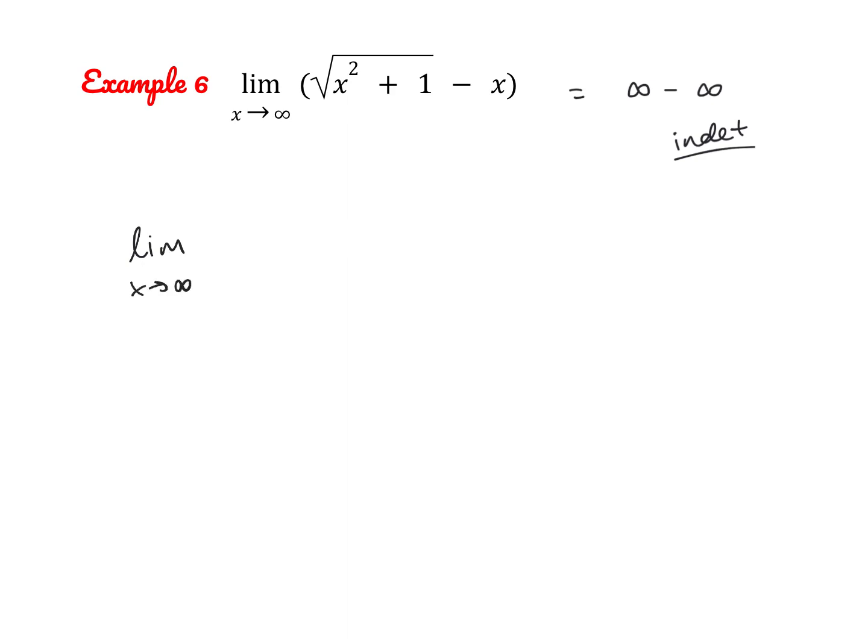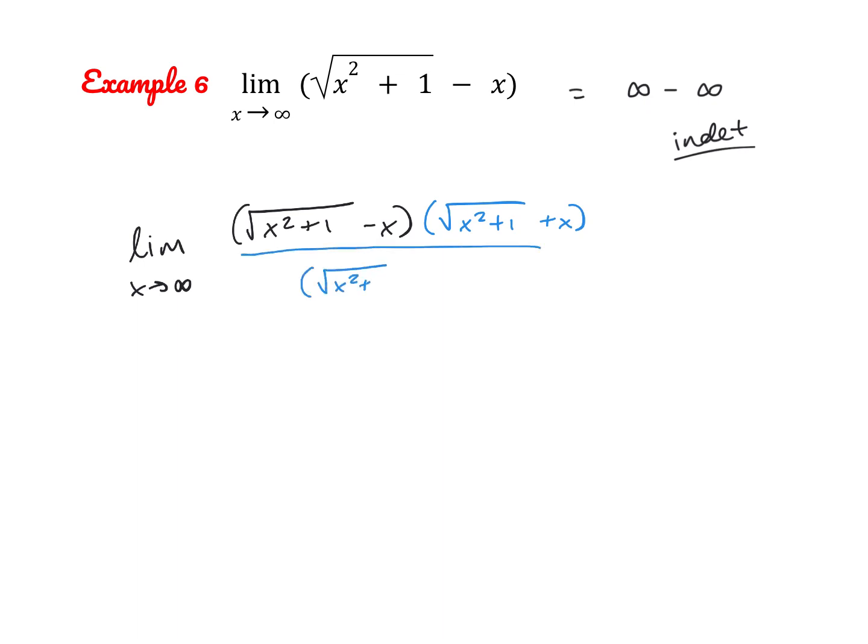And in this case, a good strategy to try, just because we have that radical, would actually be multiplying by the conjugate. Just remember here, our conjugate will be square root of x squared plus 1 plus x, but we can't just multiply a numerator. We actually need to multiply the denominator, which is just 1, by the same thing.